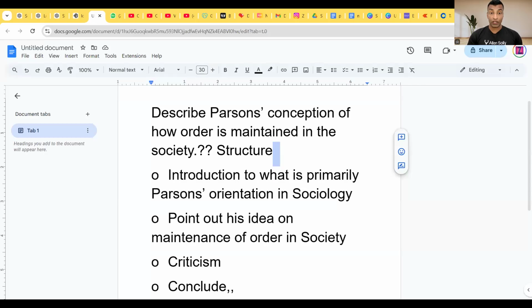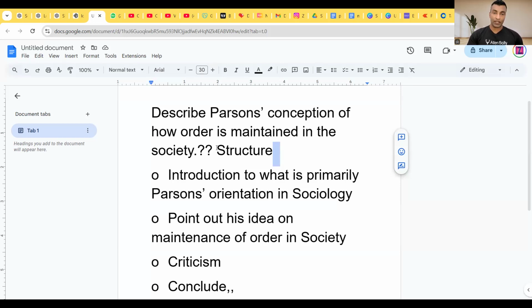So here we will be discussing a question related to Parsons' concept of moving equilibrium. Okay, so let's see the question first and then we will come back. So let me share the screen. So guys, here is the question. Describe Parsons' conception of how order is maintained in society.